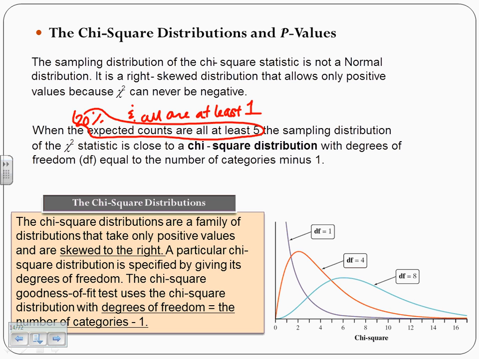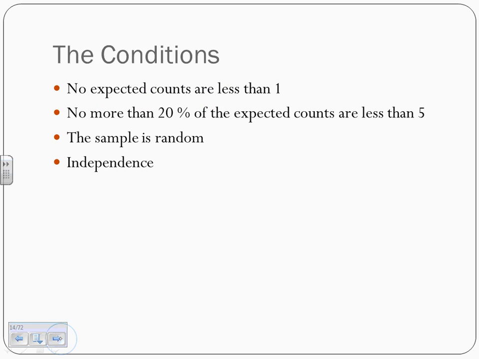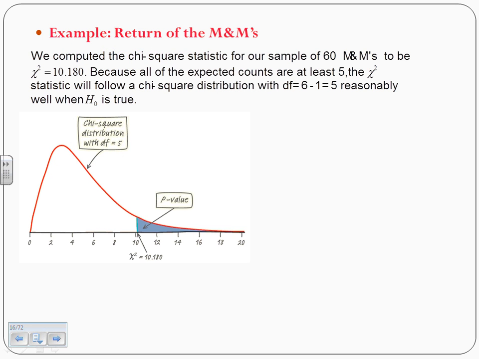So here you can see, as your degrees of freedom increase, you're going to become more and more normal. So conditions, again, no expected counts are less than 1 and no more than 20% of the counts are less than 5, and the sample is random, and you have independence. So we computed the chi-squared statistic back with our M&Ms to be 10.108, and now we're going to go find what our p-value would be.